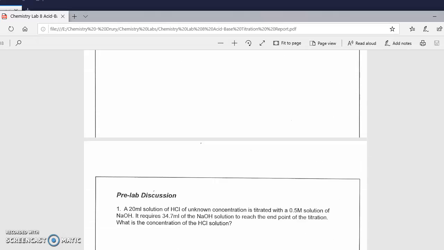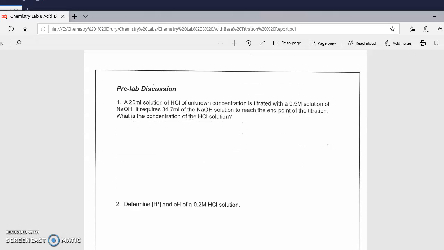But what I want to do is get down to this portion right here in the pre-lab discussion. The other part you can do at your leisure. I just want to make certain that you understand this, and then I will give you some lab data to write down, and then you will have to carry out the operations with that information.